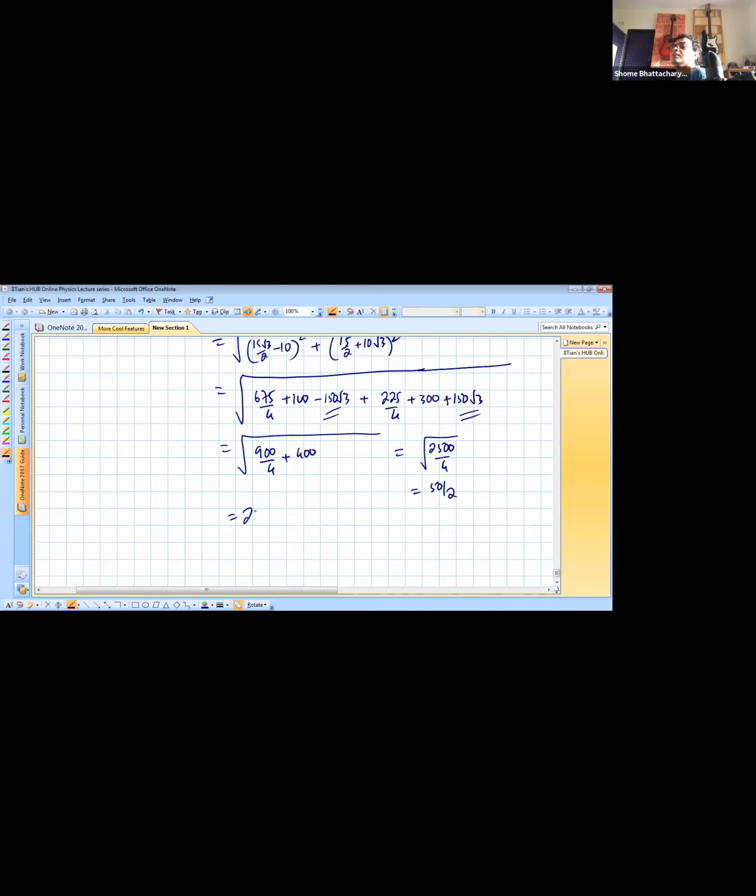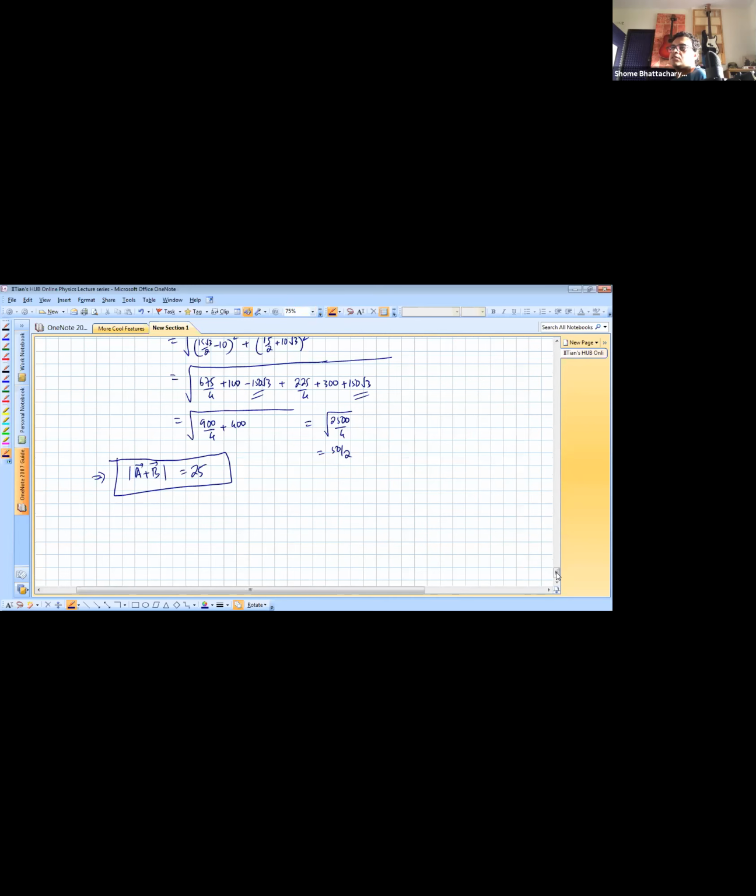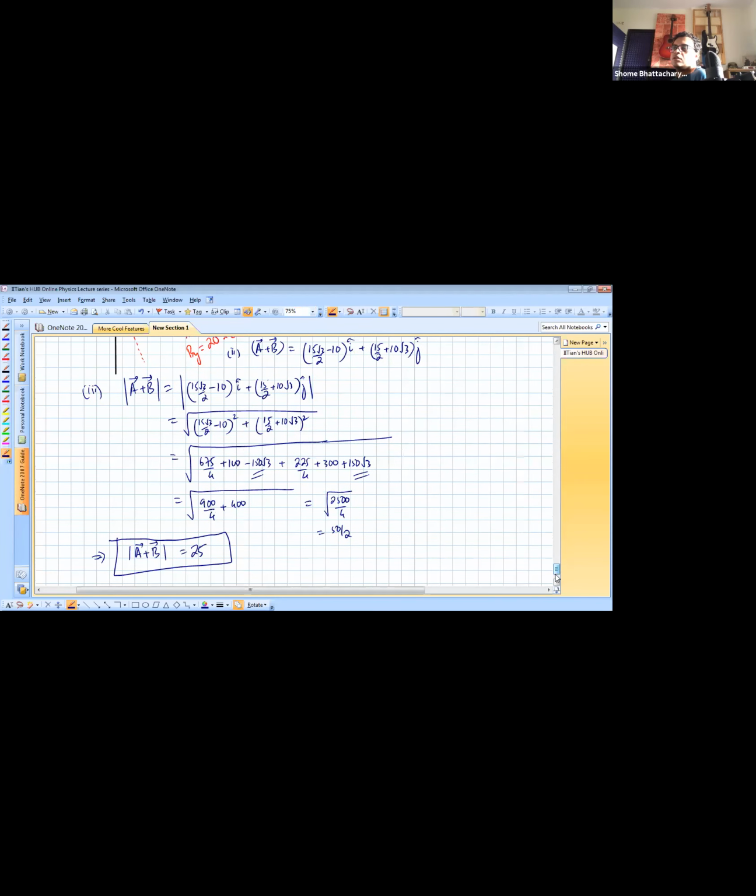But in a moment I will show you that all this was completely unnecessary. We have put too much effort over here. We should have just observed something from the diagram which is very, very obvious, and which would have made 25 very obvious as the answer. But anyhow, if you have gone with this, you can see this. Okay, this is it.